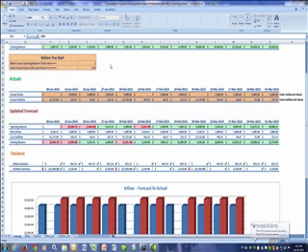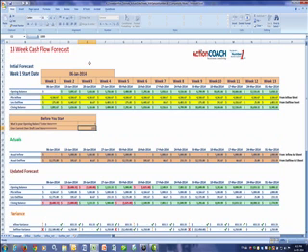Hello everyone, this is my opportunity to go over the 13-week cash flow worksheet with you so you can start using it for your business. The first thing I want to mention is when you open it, there are multiple tabs at the bottom.